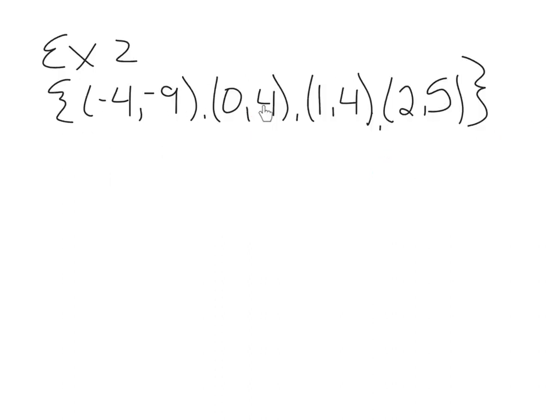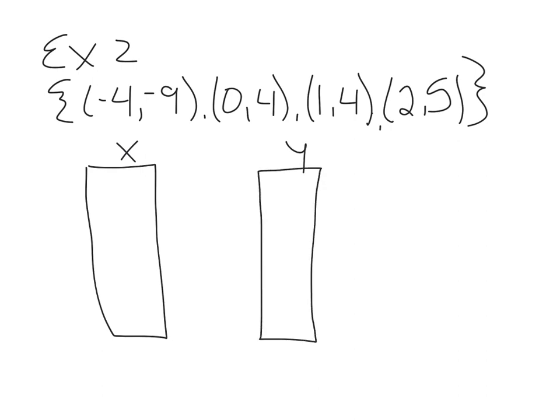Okay, for example 2, we have a new relation, and we're being asked to determine if this is a function or not. So we're going to do the same thing. We're going to make a little graphic here with all the x values and see how they match up with the y values. The domain, the x values, are -4, 0, 1, and 2. So we'll list them here. And the y values, the range, -9, 4, 4, and 5. We don't need to list the 4 twice, just like before.